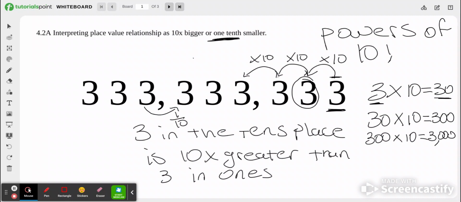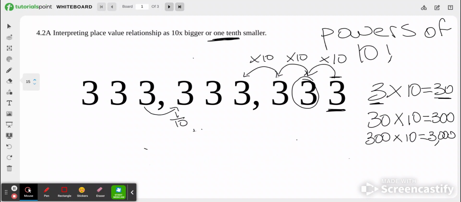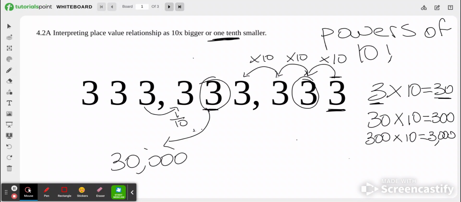So let's take a look at that. Let me erase this really quick. So let's take a look at the 10,000s place. Okay, let's take a look at this 3 right here in the 10,000s. Think about what's the value of this 3? How much is that 3 worth? It's worth 30,000. Okay? The 3 before it is worth 3,000.